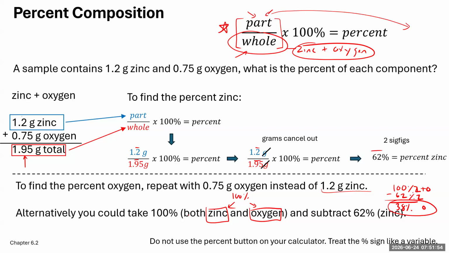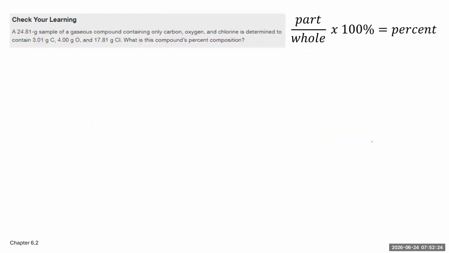I think it's quicker. Do not use your percent button on your calculator. You shouldn't have one. If you have one, you probably have the wrong calculator. You want to treat the percent sign like a variable, right? Here there was no grams, the grams canceled out, but we divided the 1.2 by 1.95, then multiplied it by that 100%. That percent sign carries over, right? So treat it like a variable and you'll be all good. All right, let's do something else.